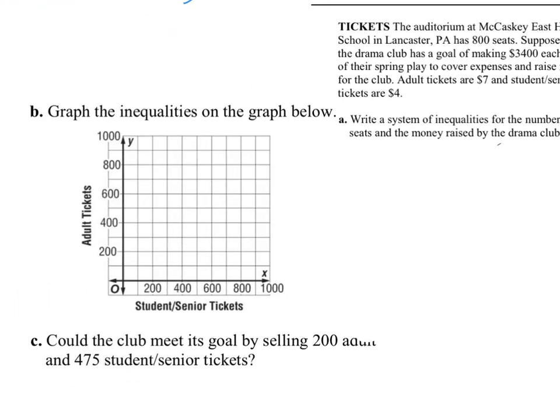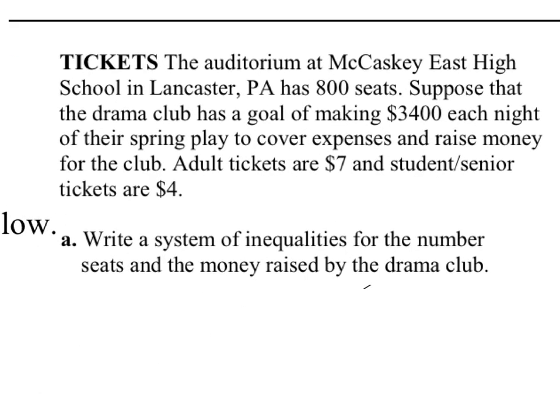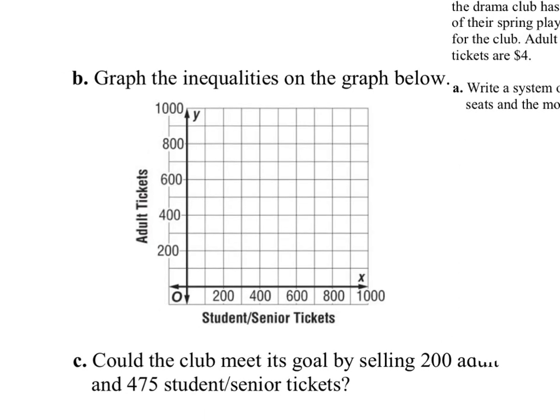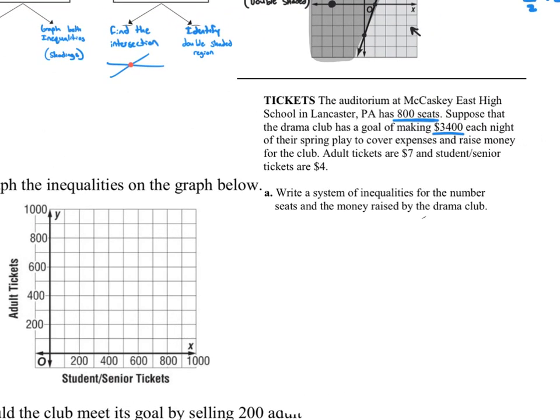So what we're going to do is make a graph and figure out all the different combinations that would meet two requirements. We want to make sure that there's no more than 800 people seated, and we want to make sure that we make at least $3,400. And there is going to be multiple options for that to happen, but there's going to be some combinations that don't work for both of those. And the graph that we'll make together will help us identify what those solutions are. As for the rest of this, we'll complete it together.